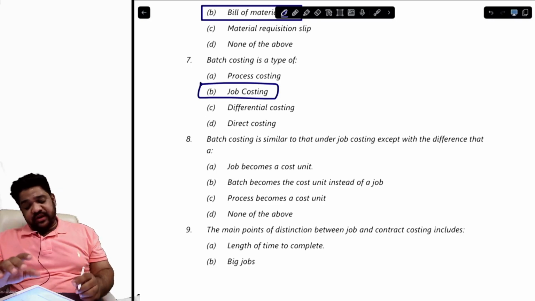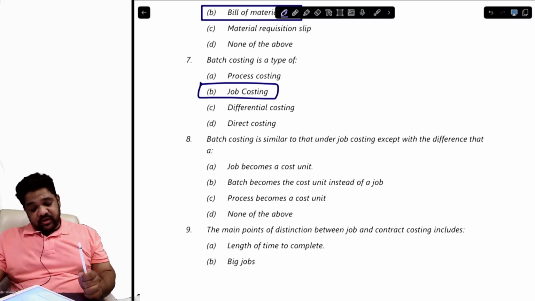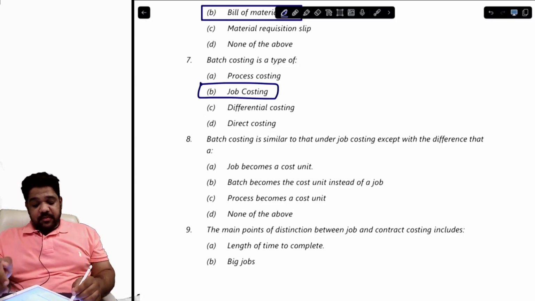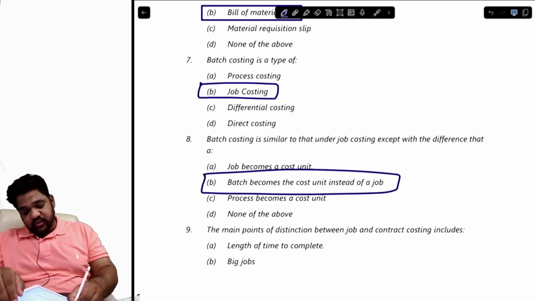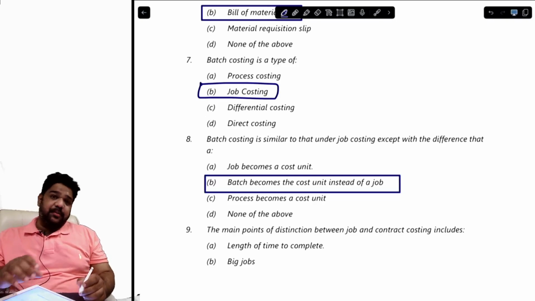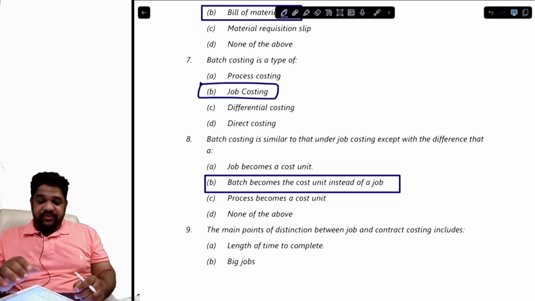Okay. Then batch costing is similar to that under job costing, except with the difference that, so we have to find what batch costing is similar to. It is similar to job costing, but what it is different by. So that's what the question is. Job becomes a cost unit under job costing. Batch becomes the cost unit instead of a job. That becomes true. We then start finding, under batch costing, the cost of a particular batch. Okay, which is why.